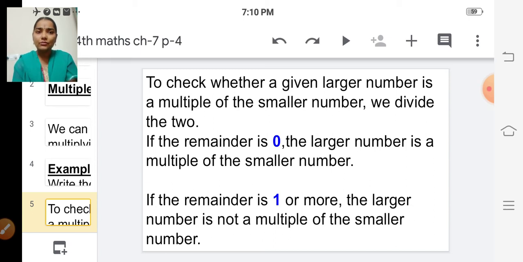To check whether a given larger number is a multiple of the smaller number, we divide the two. If the remainder is 0, the larger number is a multiple of the smaller number. If the remainder is 1 or more, that means it is not 0, then the larger number is not a multiple of the smaller number. So shall we see one example?